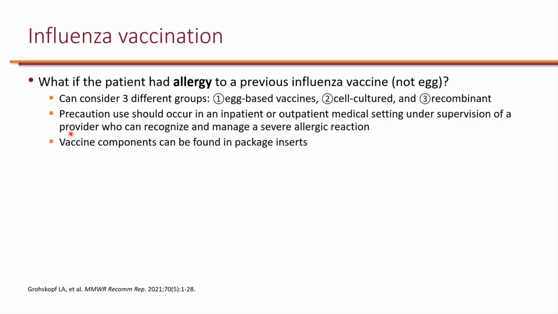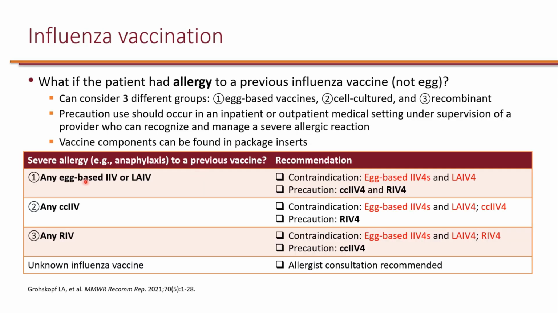So in general, when the CDC says precaution when it comes to allergies, use should occur in an inpatient or outpatient medical setting under supervision of a provider who can recognize and manage a severe allergic reaction. And of course, vaccine components can be found in a package insert. So for the first group, those who have allergy to egg-based influenza vaccines, any egg-based vaccine is contraindicated for these patients. However, they may receive a non-egg-based vaccine, so either a cell-cultured or recombinant.